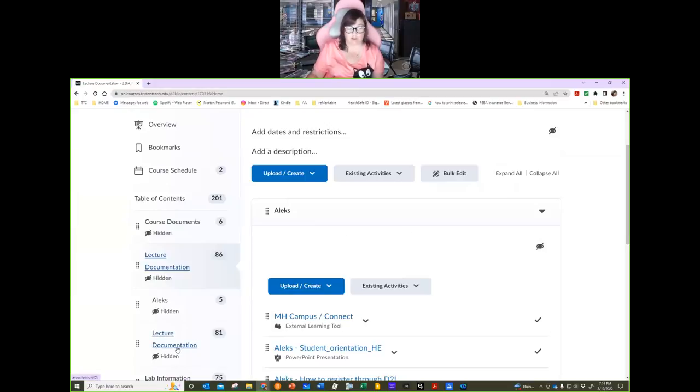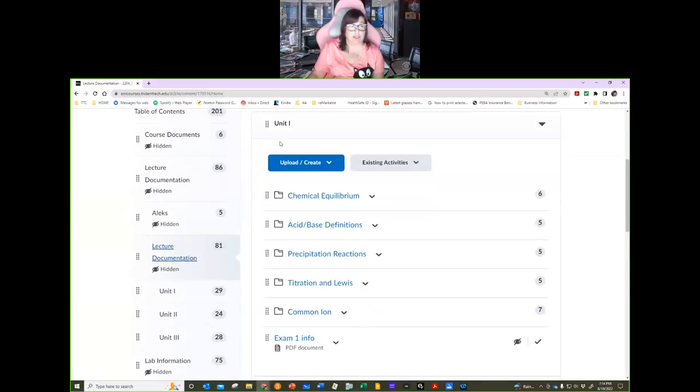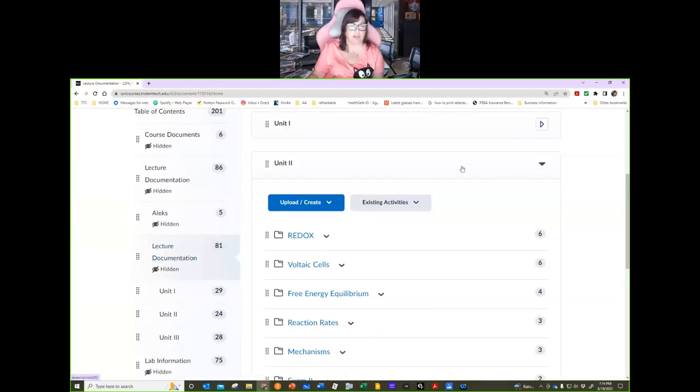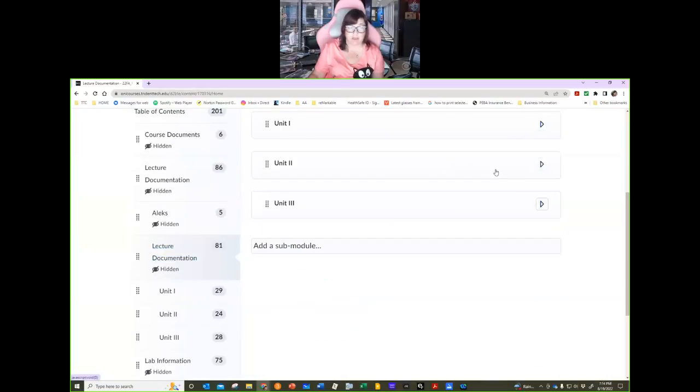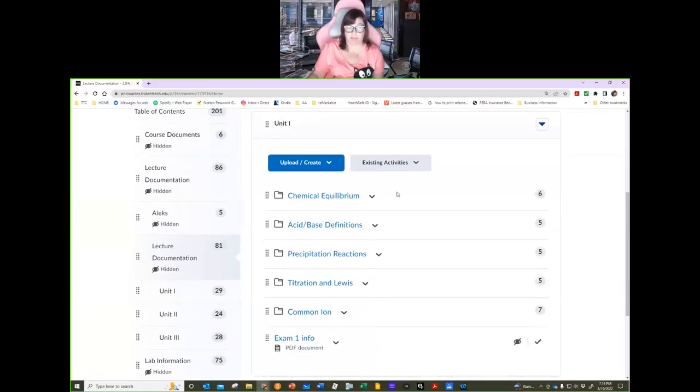Now the other thing is the lecture documentation. When you come into the lecture documentation, you'll see that there's 3 units, so 1, 2, and 3, and that contains material for all 3 of the exams. Once you open one of the units, you'll see that there are topics in here. So they're not listed as a lecture number, but these are the topics that we'll be covering in that lecture. Now, the reason that they're listed the way they're listed here is because that's how you'll see them in ALEX for the most part. All right, these names should be consistent with what you see in ALEX.